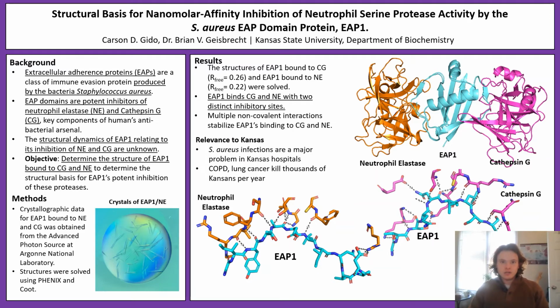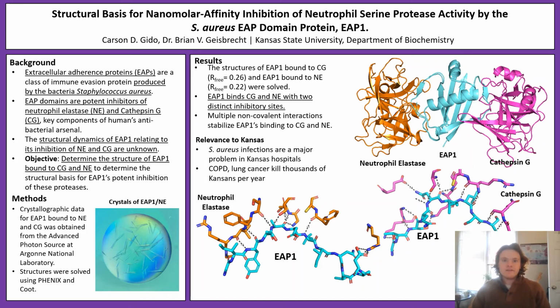If we take a closer look at the regions of EAP1 that interact with each protease, which are the figures at the bottom, we see that there are several interactions between the two proteins in either case, shown by gray dotted lines. These interactions are mostly hydrogen bonds, which act as non-covalent linkages that hold EAP1 and the proteases together.